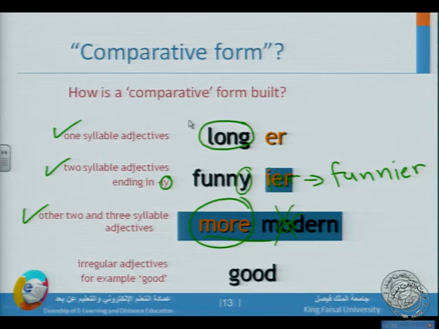أفعال غير منتظمة مثل good. good تتكون من مقطع صوتي واحد. It has only one syllable.